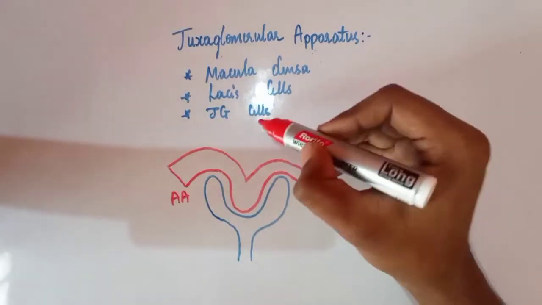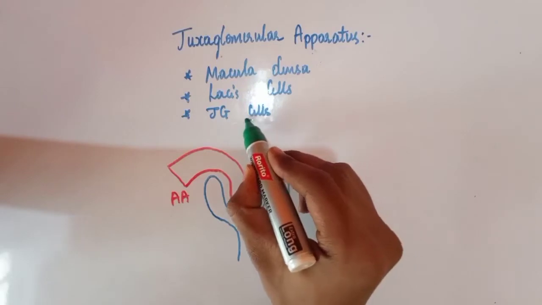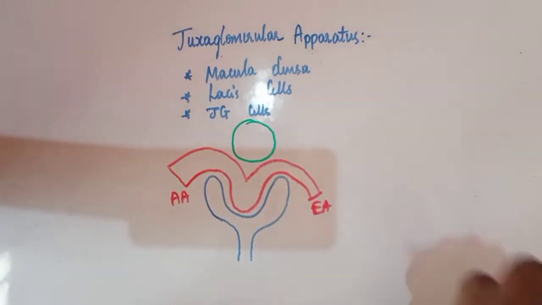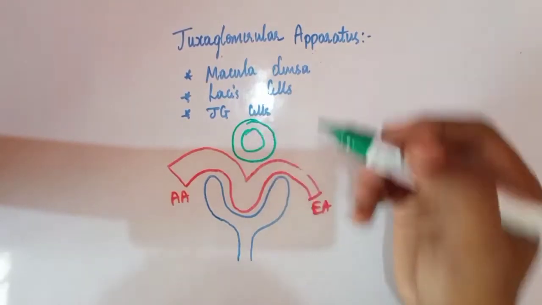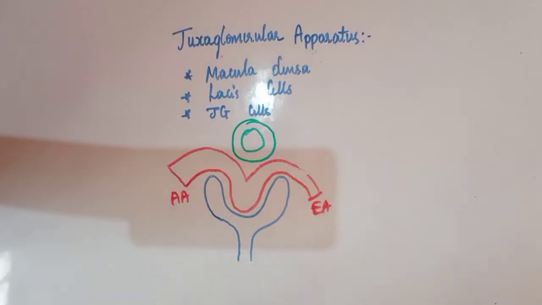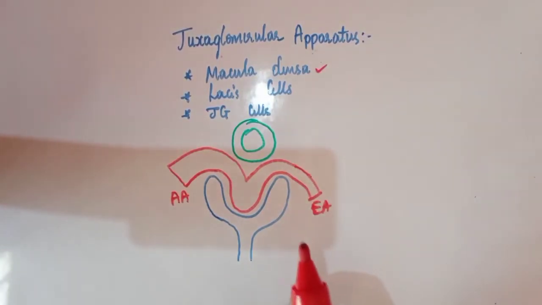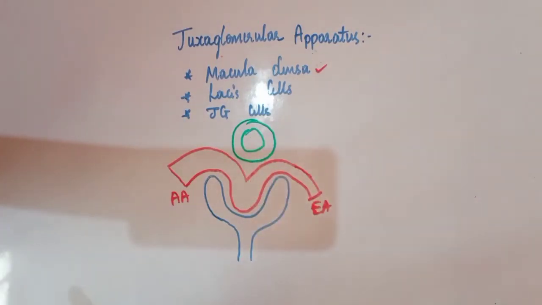Now this is the tubule. Tubule of what? It is the cross section of the thick part of the ascending limb of loop of Henle. Okay, thick part. So I will show the modification. Firstly, the macula densa. The macula densa is present in the tubule. These are the tubular cells.